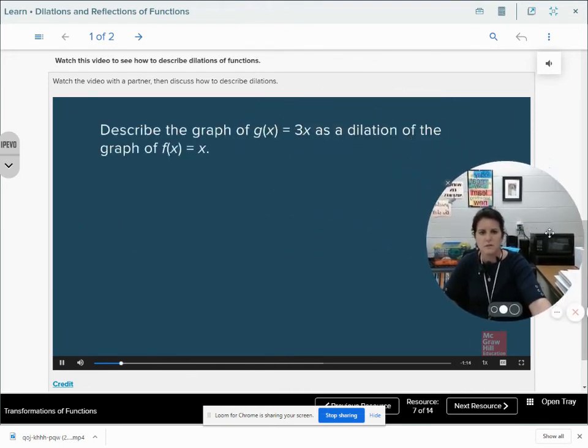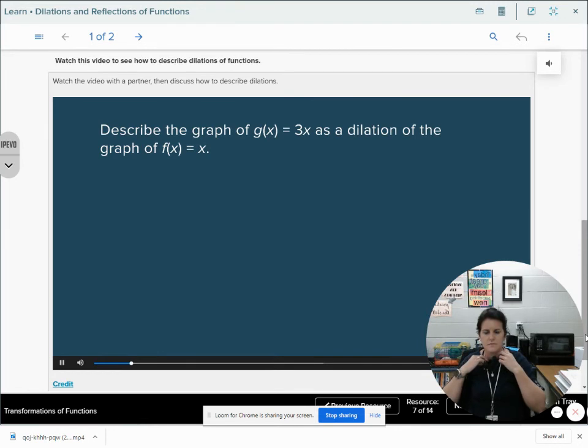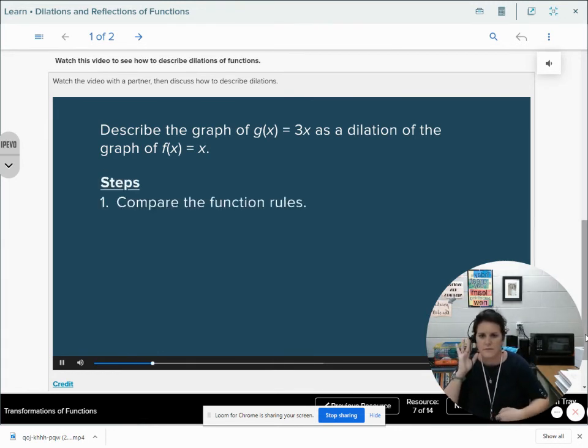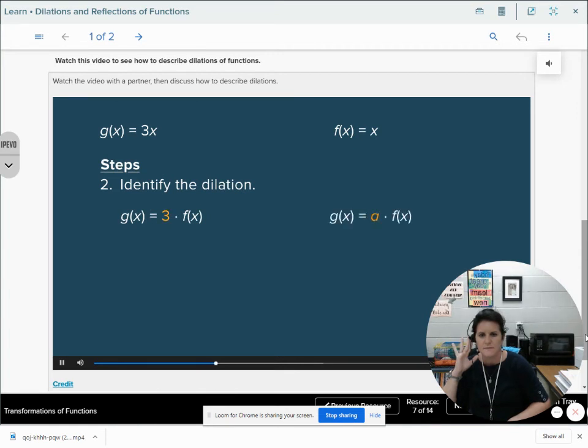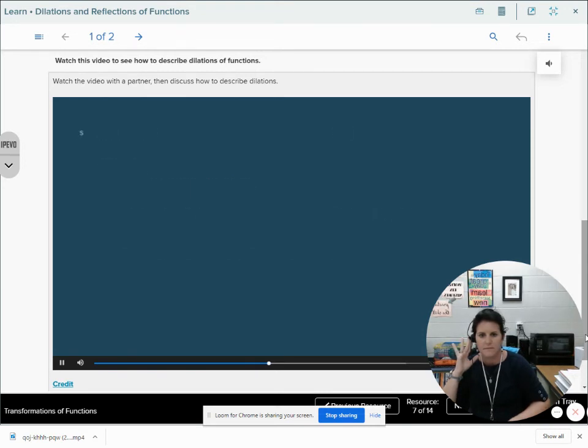G of x equals 3x as a dilation of the graph of f of x equals x. To analyze a dilation, start by comparing the function rules. The rule for g of x is 3 times the rule for f of x. Next, identify the type of dilation. The equation can be written in the form g of x equals a times f of x, which indicates a vertical stretch or compression. Because the value of a is greater than 1, the dilation is a vertical stretch by a factor of a. Check by graphing.